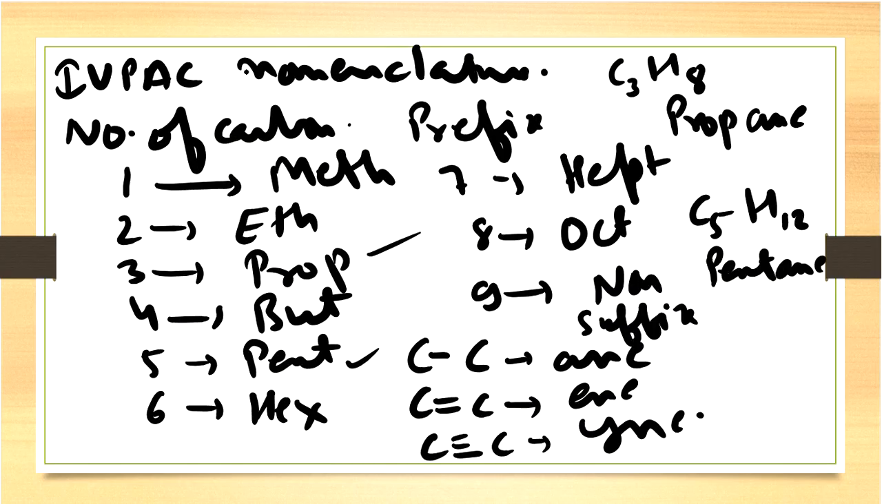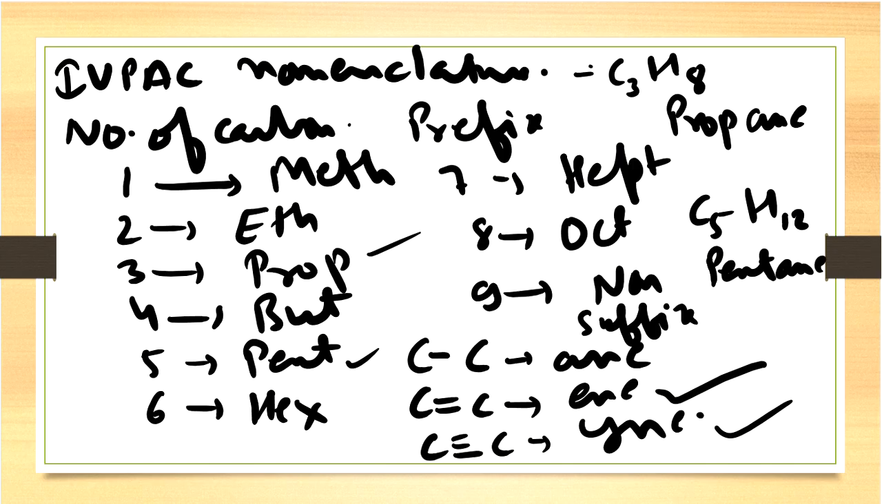Next, IUPAC nomenclature according to the carbon chain, depending on how many carbons are present. For one carbon we use meth, two eth, three prop, four but, five pent, six hex, seven hept, eight oct, nine non. For a single bond we use the suffix ane, for a double bond the suffix ene, and for a triple bond the suffix yne.